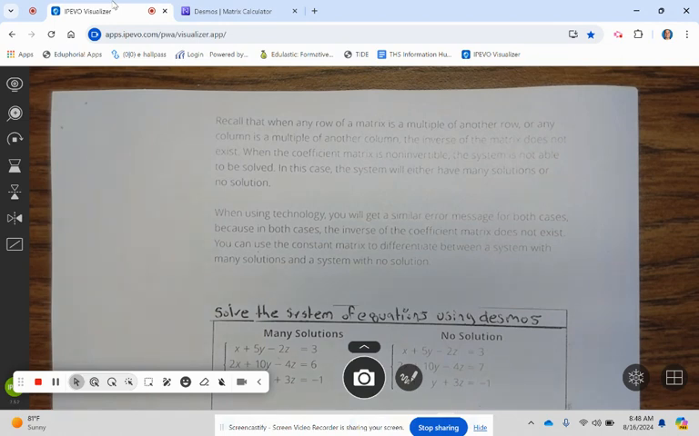When using technology, you will get a similar error message for both cases, because in both cases, the inverse of the coefficient matrix does not exist. You can use a constant matrix to differentiate between a system with many solutions and a system with no solutions.